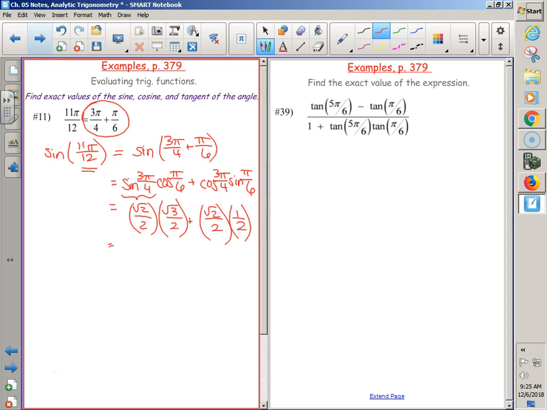Equals. Well, square root of 2, square root of 3, square root of 6, right? They're both square roots. We can combine. 2 times 2 is 4. Square root of 2 times 1 is just square root of 2. Well, I mean, I guess they have common denominators, but are these really pretty ones?